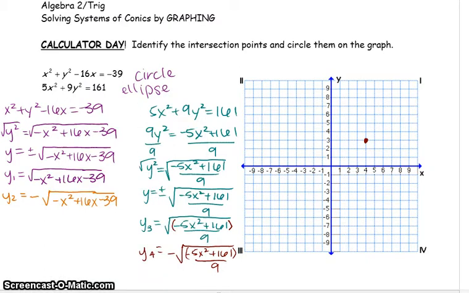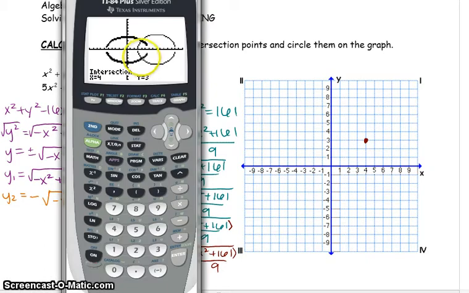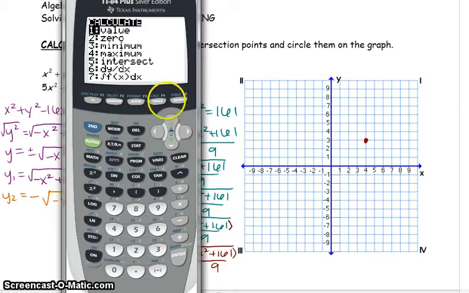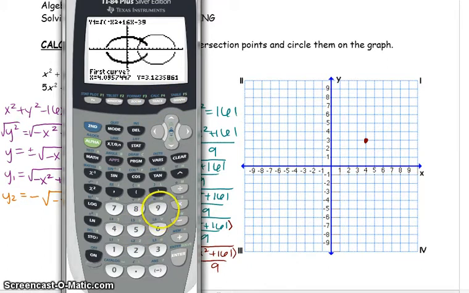Okay. So then let's find our second intersection point down below. So we do the same thing, second trace. Choose our option number 5, and we want it to be on our Y3 now, or our Y2 now, excuse me, to look at this intersection point. So just to make sure, yep, we are on our Y2, so we can hit enter.